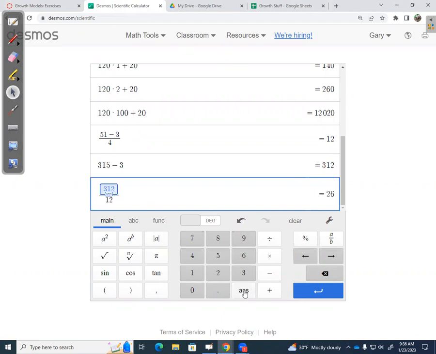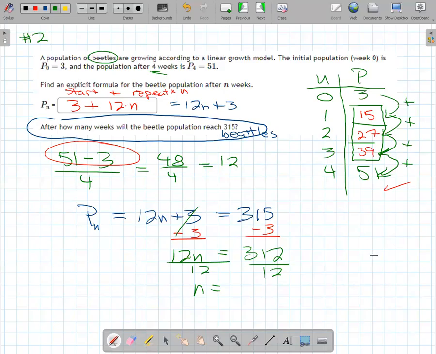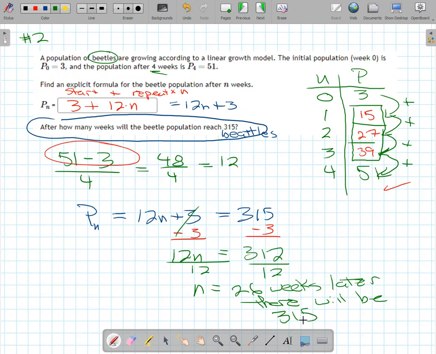Now, they don't always work out to be nice numbers. So if you get a weird number, that doesn't mean you're wrong, but you should double check it. Okay, so I think mine is 26. So n equals 26. That would be 26 weeks later there will be 315 beetles.